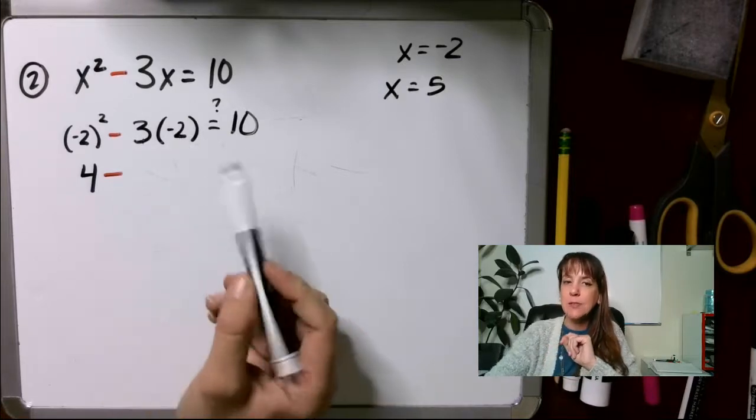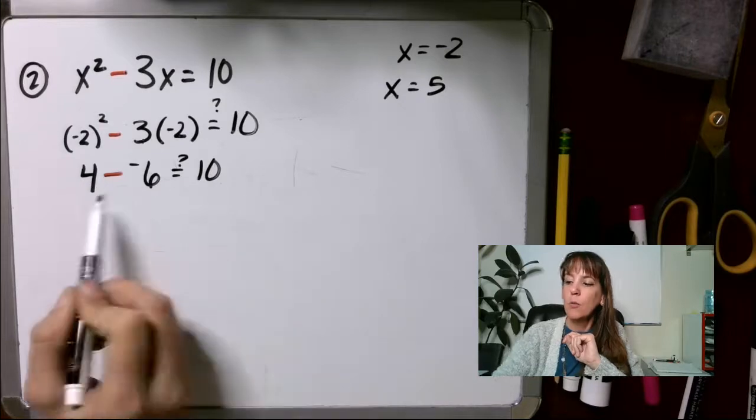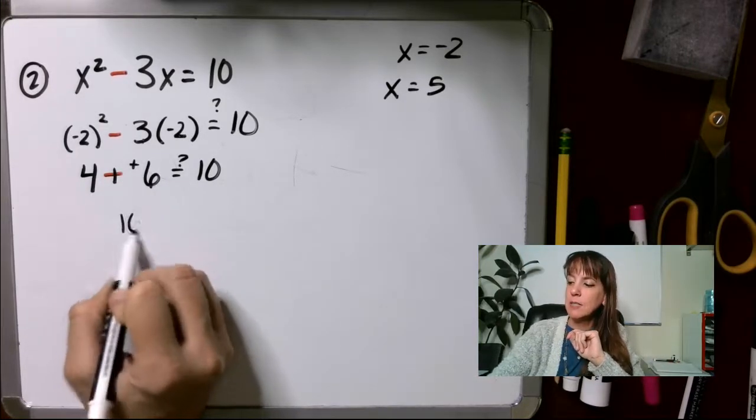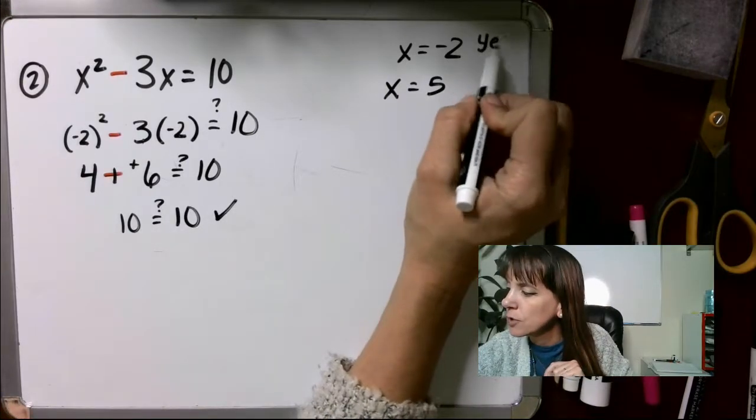3 times a -2 is a -6. Does that equal 10? We don't subtract, we add the opposite. 4 plus 6 gives us 10. Does 10 equal 10? Yes, this is a solution.